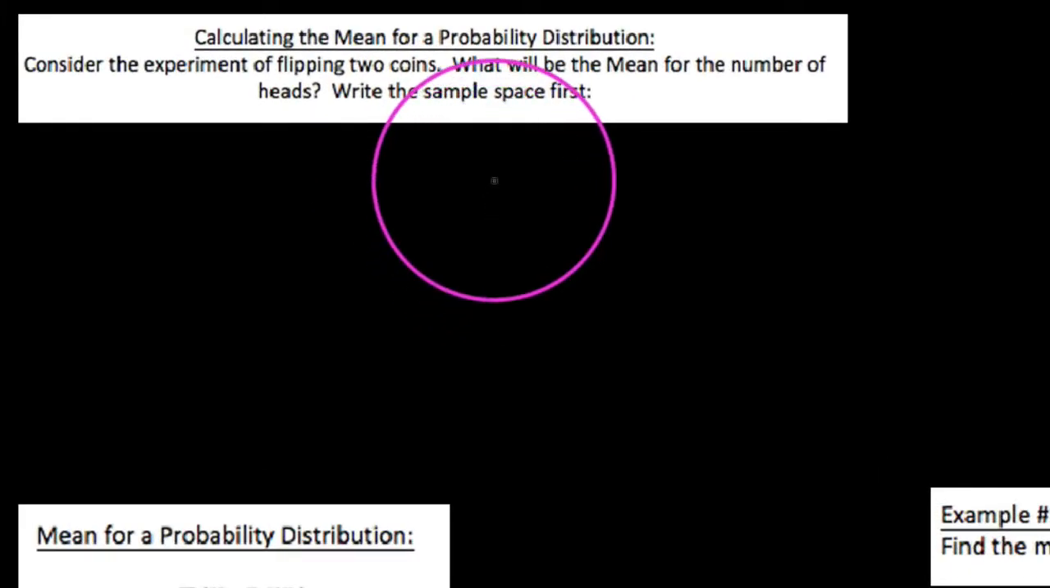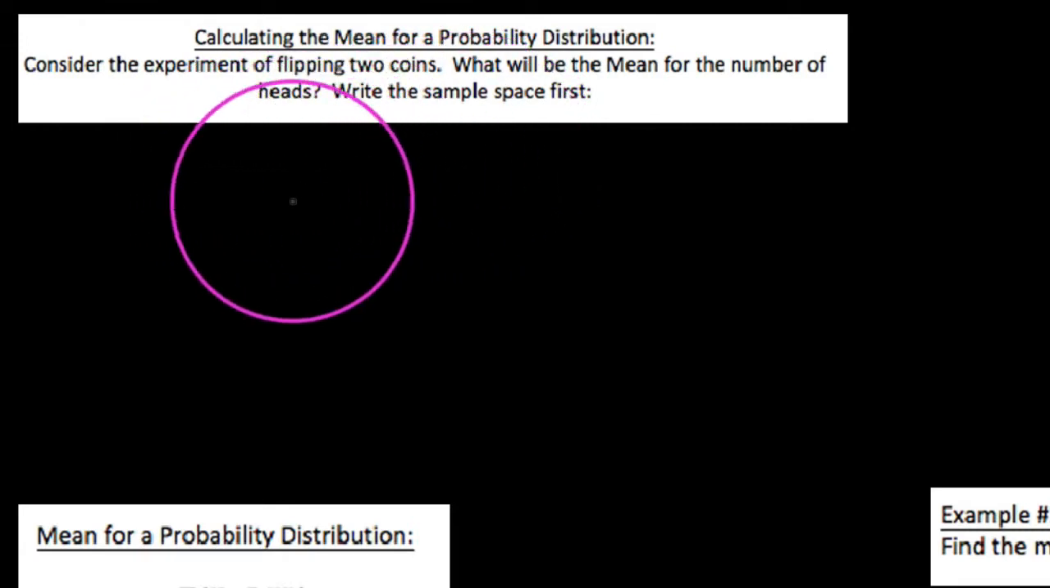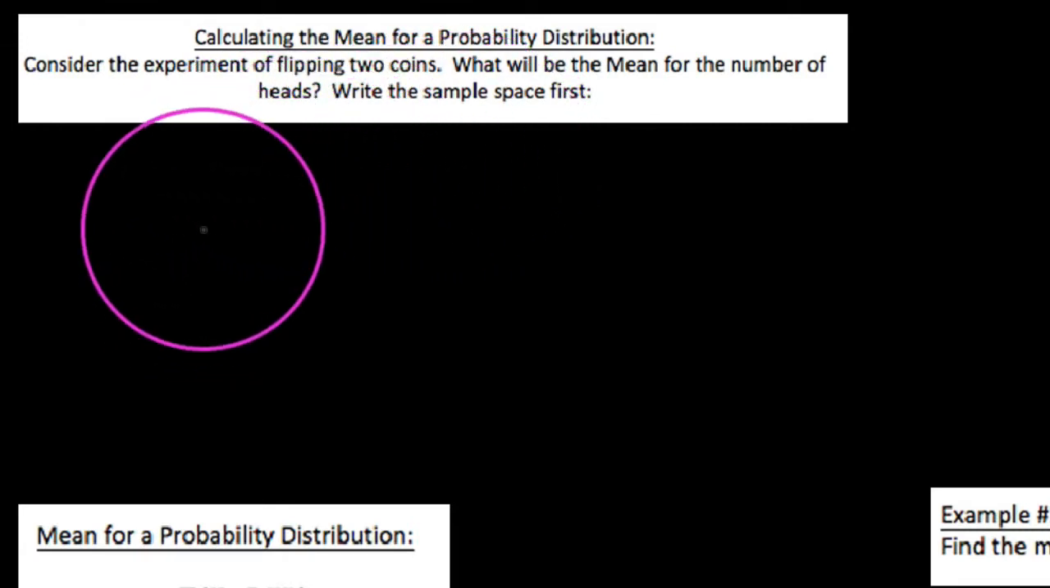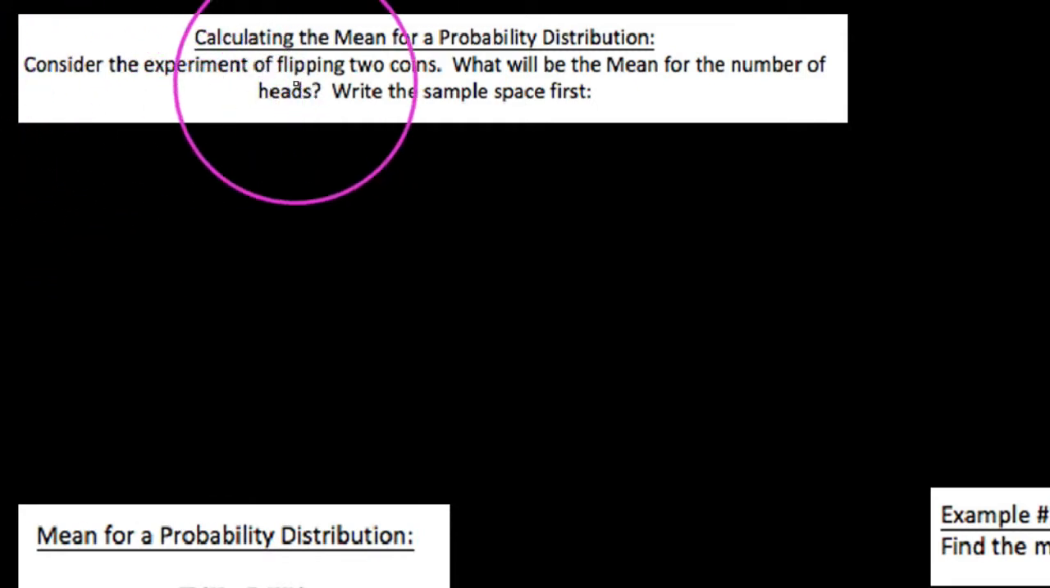This is my first video in my module on calculating the mean or the average for a probability distribution. Okay, and we're going to start by discussing what finding a mean for a probability distribution is even articulating to us. So we're going to start by considering a thought experiment in which we flip two coins. What I want to figure out is this: on average, what will be the average number of heads that I will see when I flip these two coins?